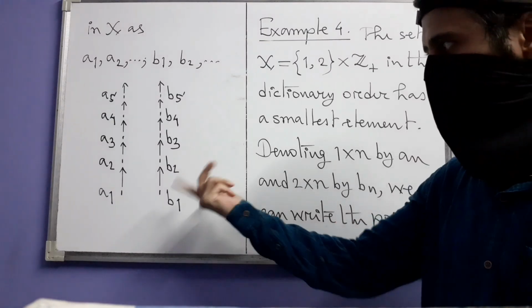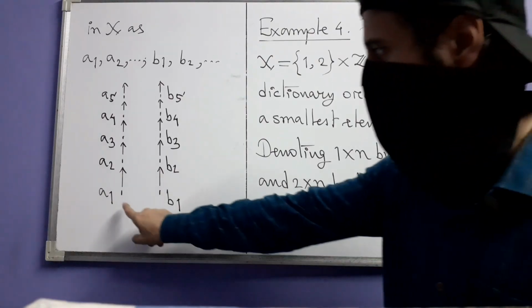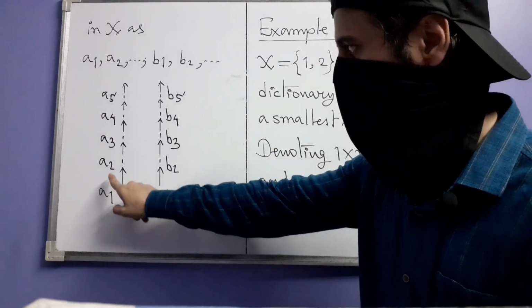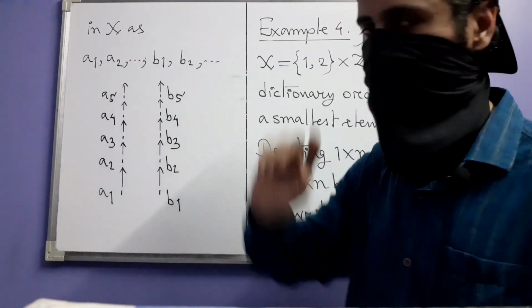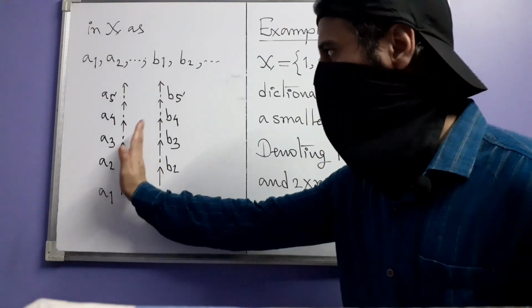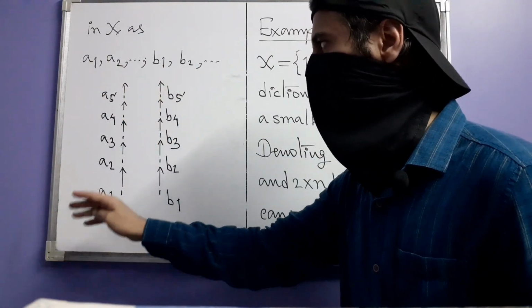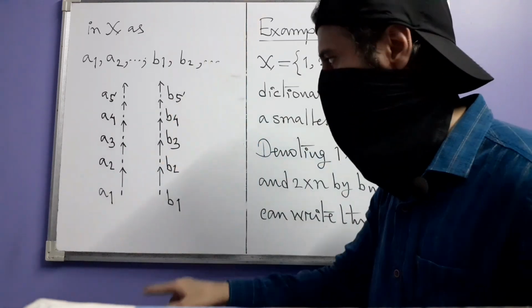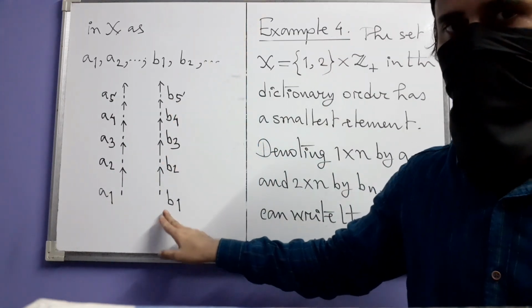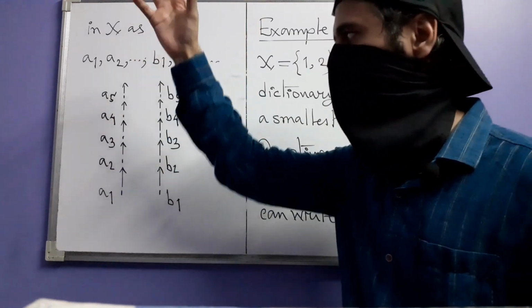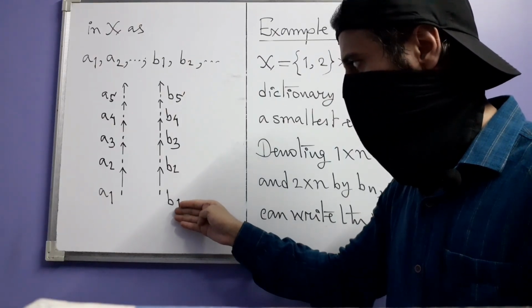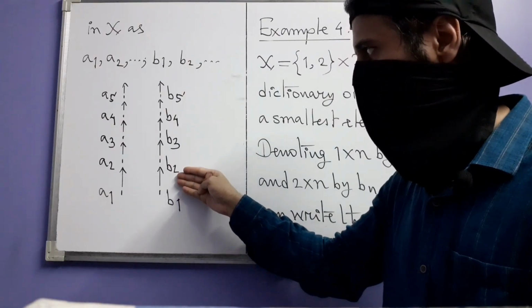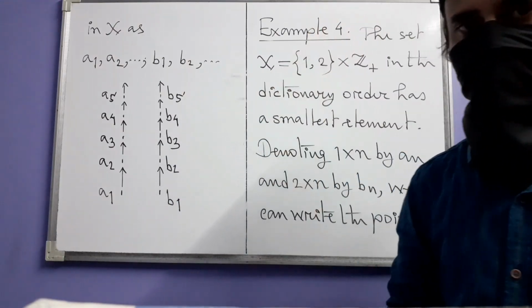So this is how it looks. The smallest element is a1, then the next bigger one is a2, then a3, a4, a5 and so on. And all these a's are less than all the b's. So if you leave the sequence of a's and start with b1, then b1 is greater than all these a's. But then the next higher b is b2, then b3, b4 and so on.